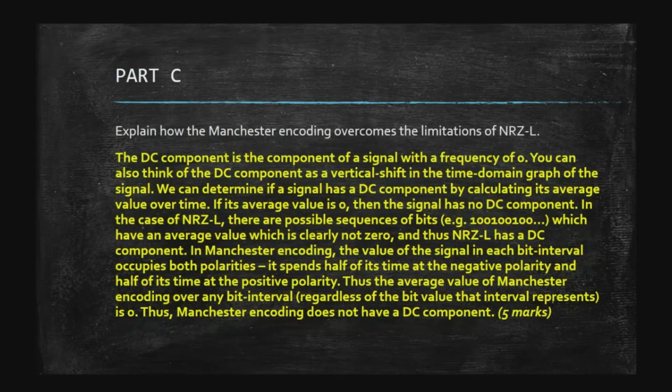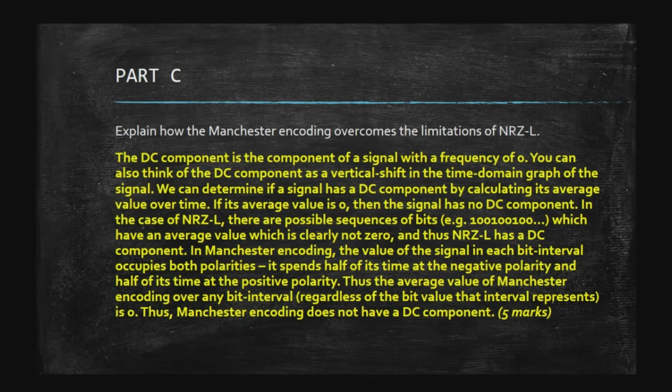Okay, next point is about the DC component. The DC component is the component of the signal with a frequency of 0. Frequency of 0 means we have a straight line. So you can also think of the DC component as a vertical shift in the time domain graph of the signal, just a vertical line. We can determine if a signal has a DC component by calculating its average value over time. If its average value is 0, then the signal has no DC component.